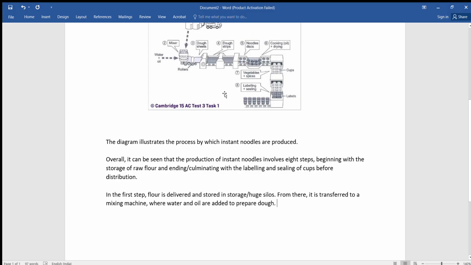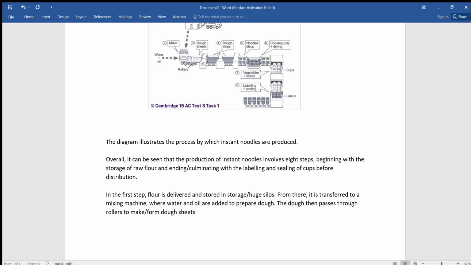Dough is prepared, then we are moving to the third step. Okay, in the third step, I'll also tell you the connectors that you can use in a process chart. The dough then passes through rollers. So you can see the dough passes through the rollers to make or form dough sheets.